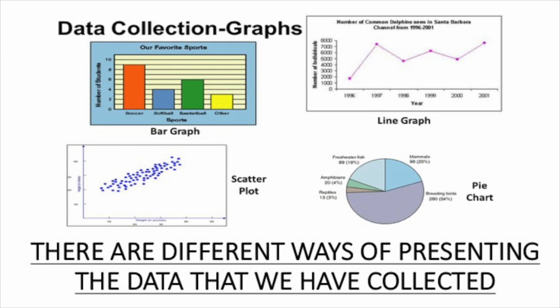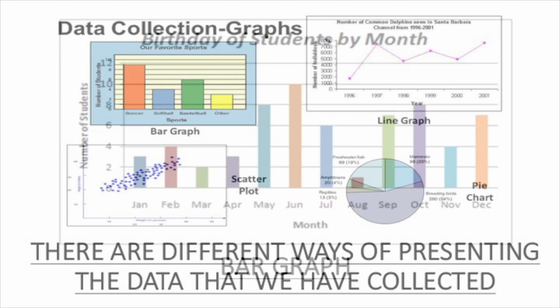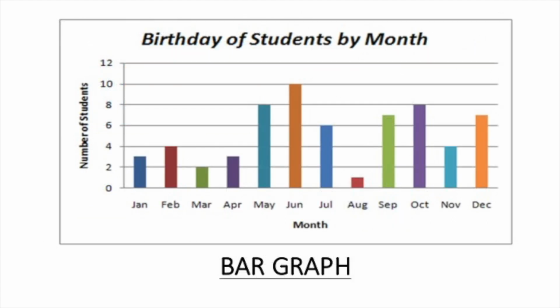There are different ways of presenting the data that we have collected. Yes, you can see all these different types of graphs, tables, and charts. These are all different ways of presenting data. And we're going to look at some more of them in detail soon. First one, bar graph. Now, why do you think it's called a bar graph? Can you see what we use to present the data? Bars. Yes, we have different colored bars showing the data for each of the things we have collected.